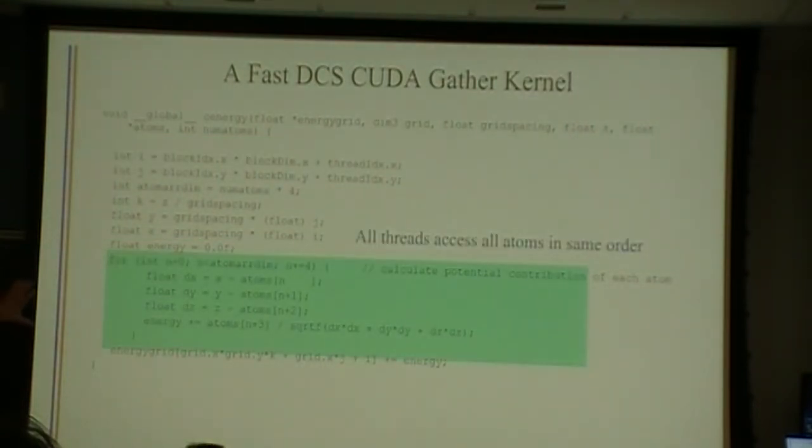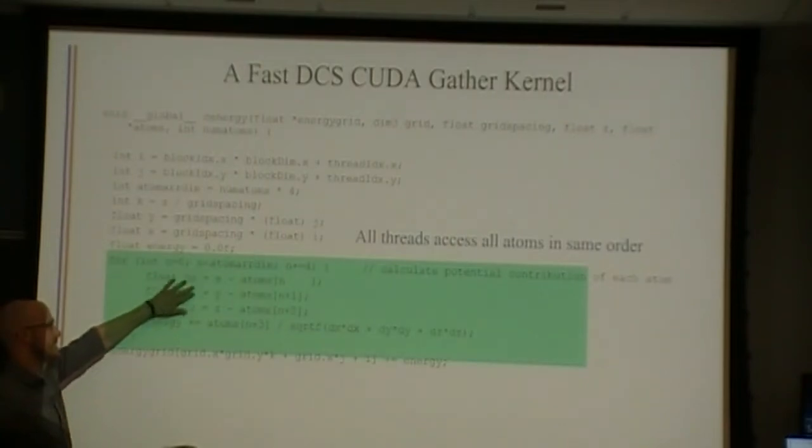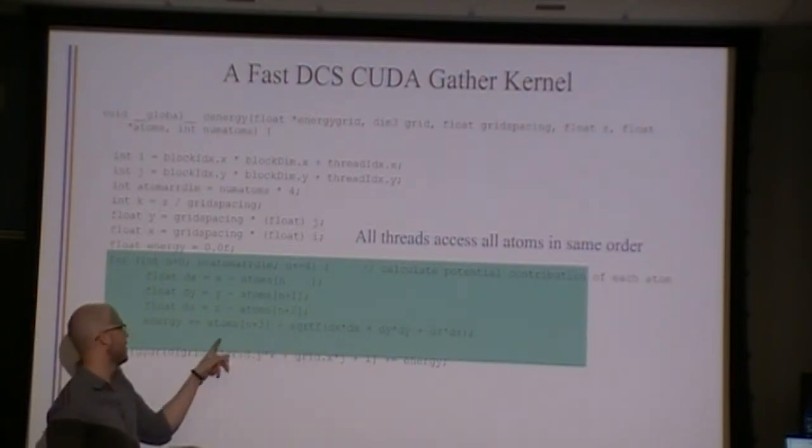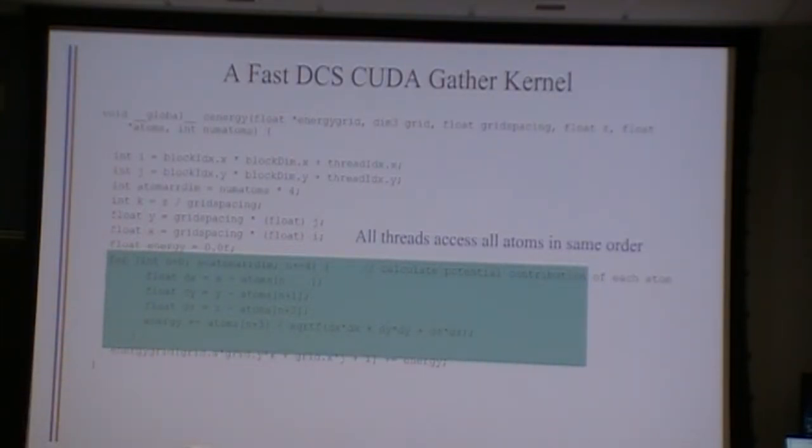And then we have this same inner loop where for every atom, we compute the distance that the grid point is from that atom, and then use that to compute the effect on the electrostatic potential. One thing to note here is that all of the threads access all of the atoms in the same order. That means, most importantly, that every thread in a particular warp is accessing all the atoms at the same time. Atom 0 and then atom 1, all the threads in the warp. So it's very similar to coalescing. You only have to get one load to get the data to all the threads.